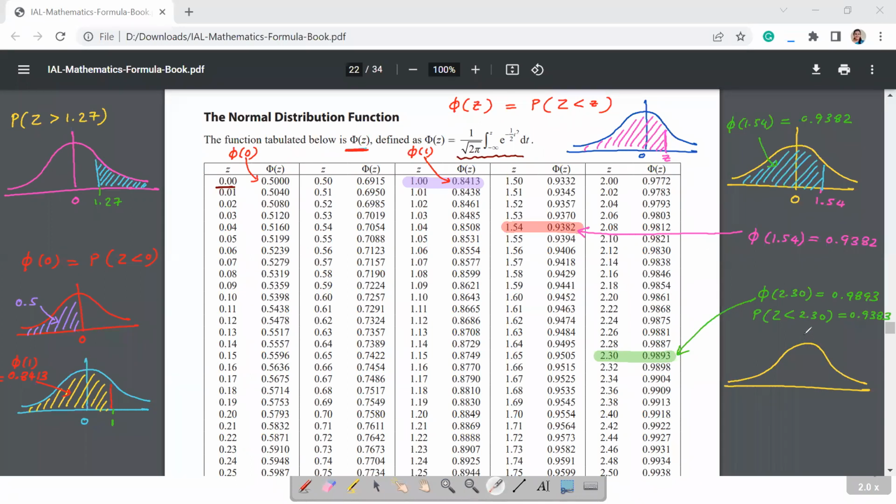So the mean is 0. And then 2.3. You mark the 2.3 here. And then the phi means the area behind that line. So you can mark the area behind the line. And this behind area is 0.9893. Or this behind area is phi 2.3. Okay, guys? This behind area is phi 2.3.